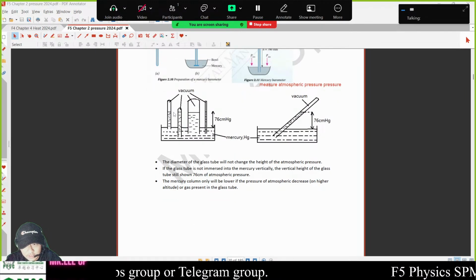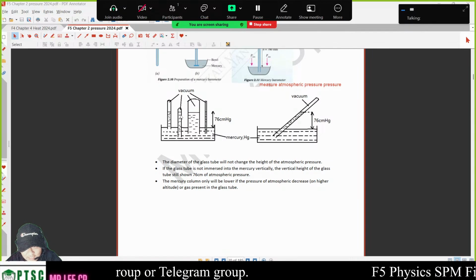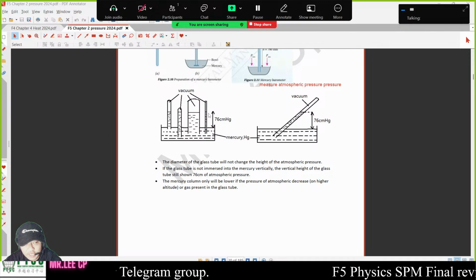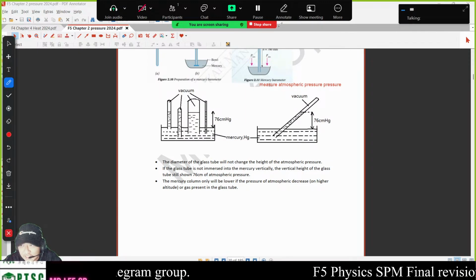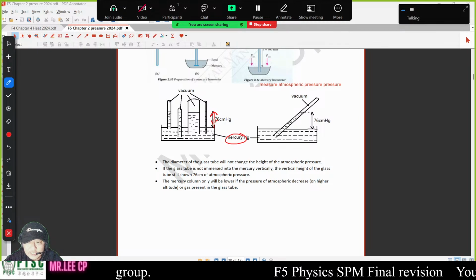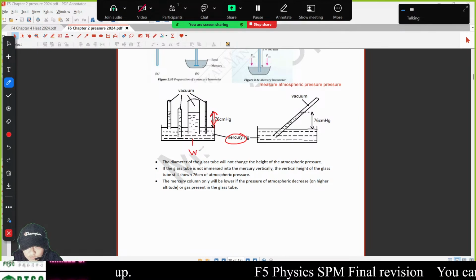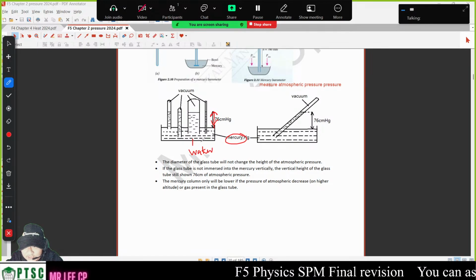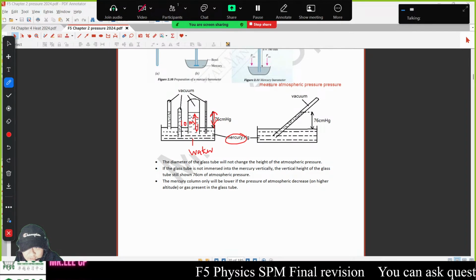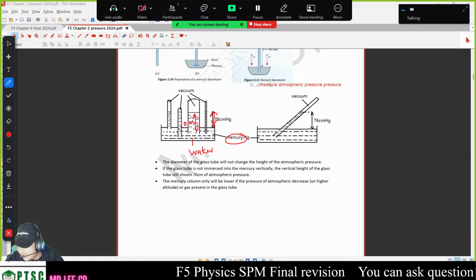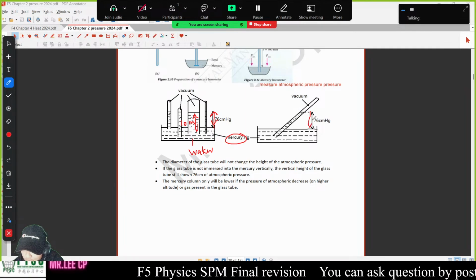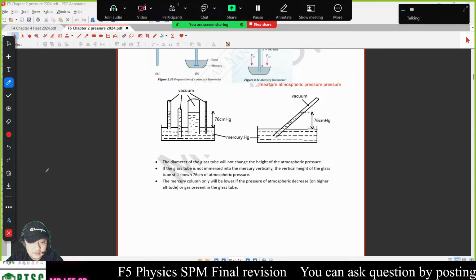All right. This one, no matter it is high or low, big or small. So if the atmospheric pressure is 76, and this one is mercury, it will go up 76. If this one is water, it's supposed to go up 10 meter. Here, 10 meter. All right. So even if it is not vertical, it still gives you 76. Okay, make sure you know.